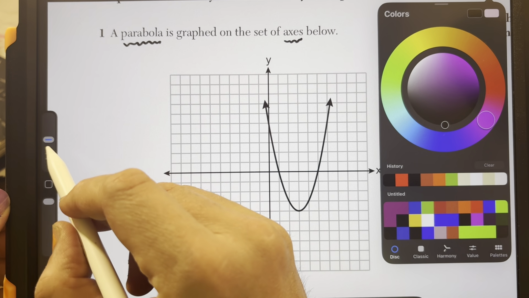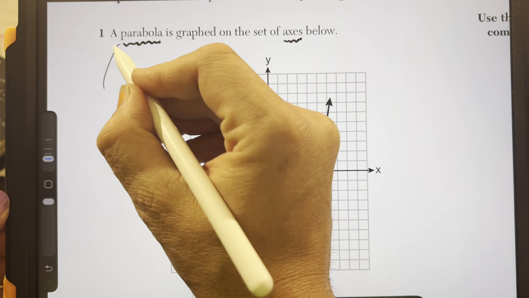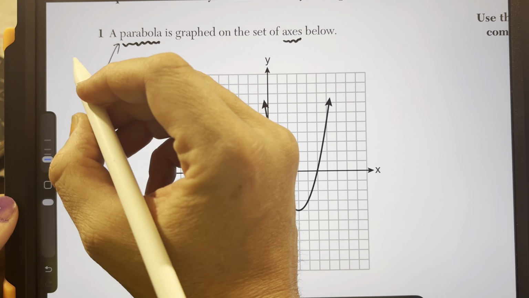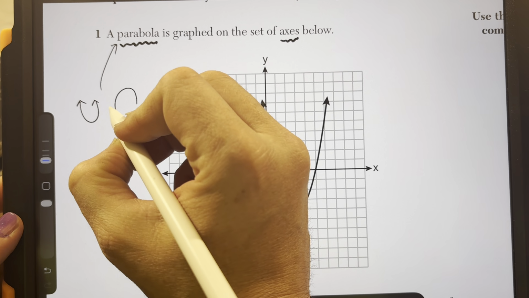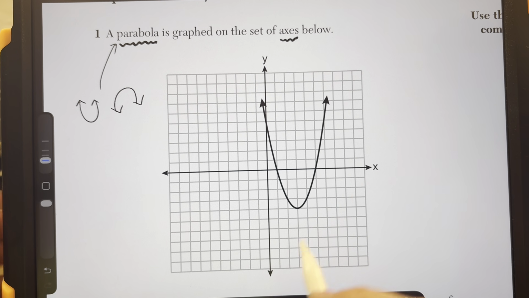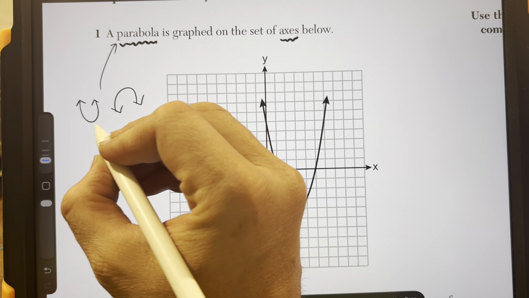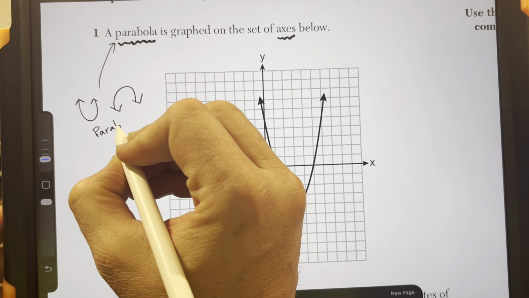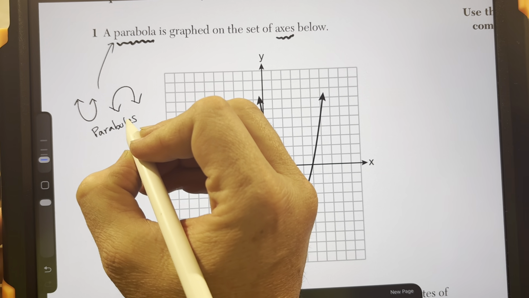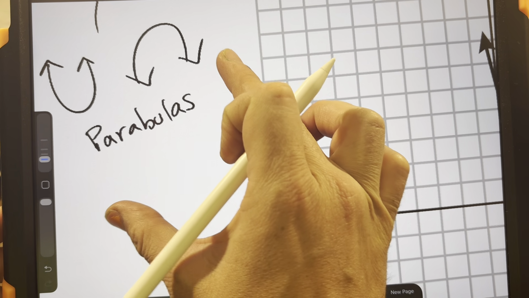Let's talk about those two words first. So a parabola is the shape of a graph. Specifically, it's one that looks like a U or one that looks like a frowny face. It's like a happy face or a frowny face. These are called parabolas. So if you're playing along, I would write that down. Even though it says it there, I like to write it down just because parabolas.